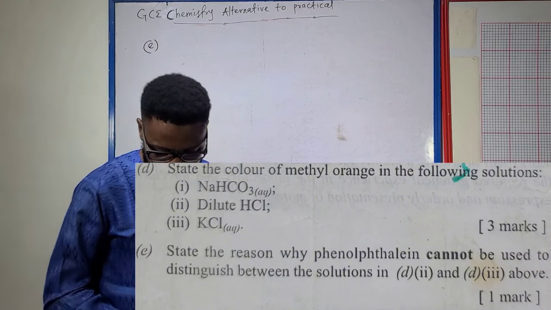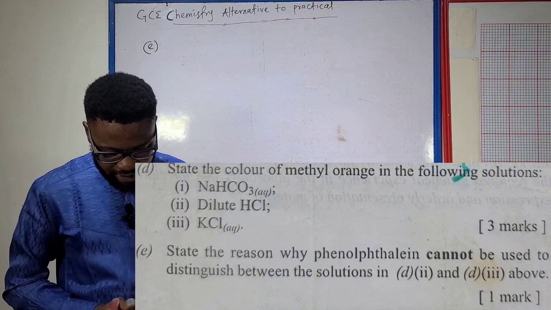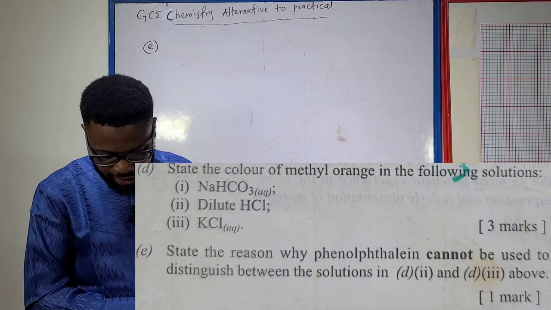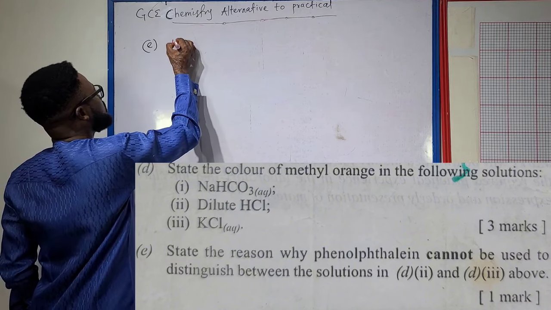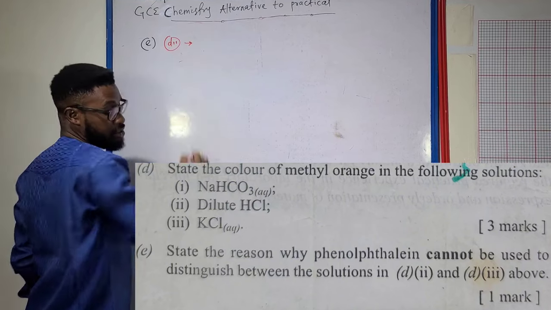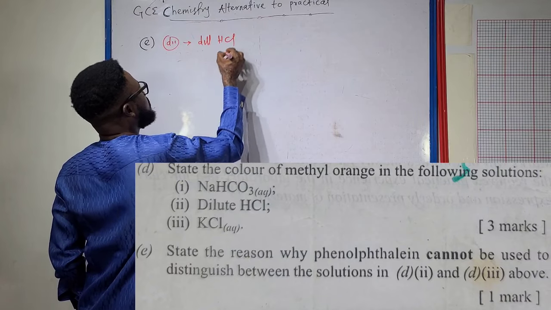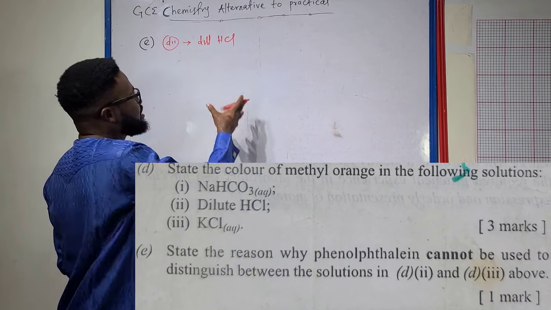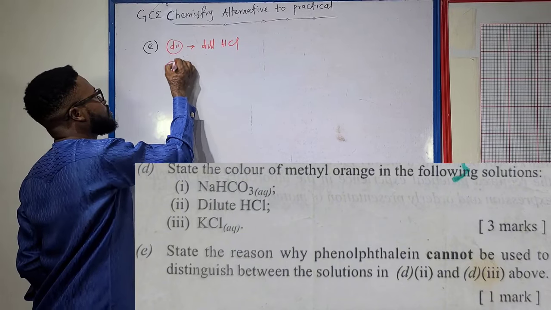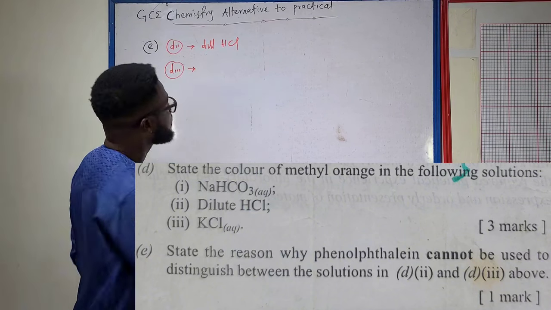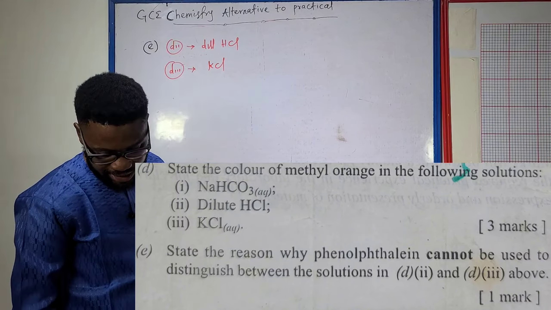Now move to question E. Question E states, state the reason why phenolphthalein cannot be used to distinguish between solutions in D2. Of course, what we have in D2, D2 talks about dilute HCl. So we want to look at what will be the color of phenolphthalein for this. And then D3 talks about KCl, potassium chloride. So what will be the color of phenolphthalein in this?